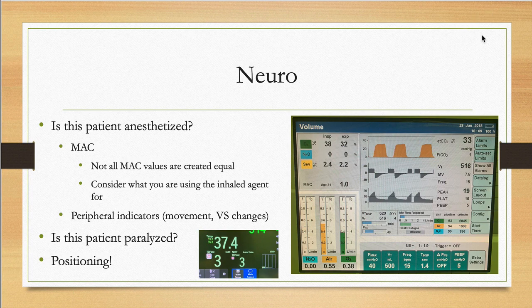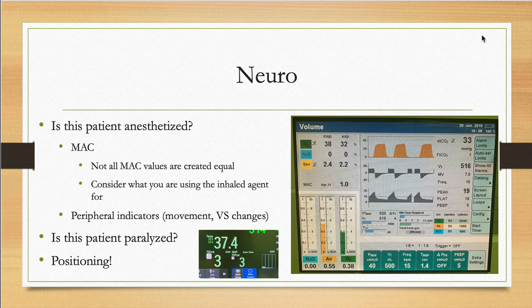But I want to point out that not all MAC values are created equal. I know that MAC by definition, or 1.0 MAC, is the amount of inhaled anesthetic that is required to prevent movement in 50% of the population in response to a surgical incision, usually midline laparotomy. However, there are different reasons to utilize inhaled agents other than just preventing movement, because if the patient's already paralyzed, you're really utilizing MAC for the more important aspect of amnesia. In other words, you're utilizing MAC awareness.